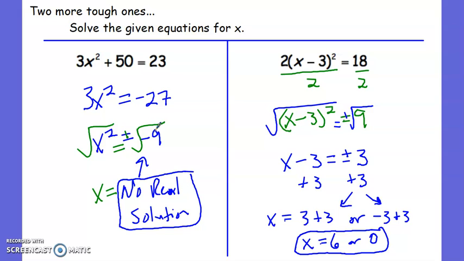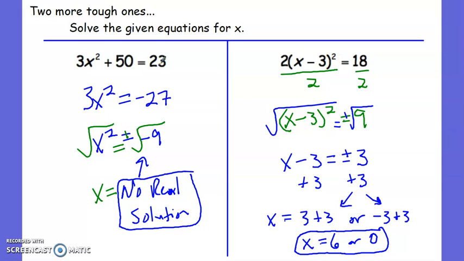Now, this one's a little bit tricky. Don't forget that the square root of a negative number is not real. There's no number that times itself would have given you negative 9. So the square root of negative 9 is not a real answer, or no real solution. And that's your final answer there. There's no number that you could ever square, times 3, and add 50. The numbers are only going to stay positive and get bigger, and yet end up at 23. It's just not going to happen.